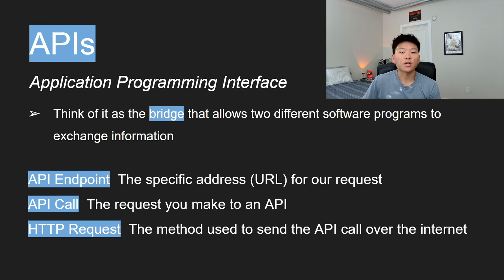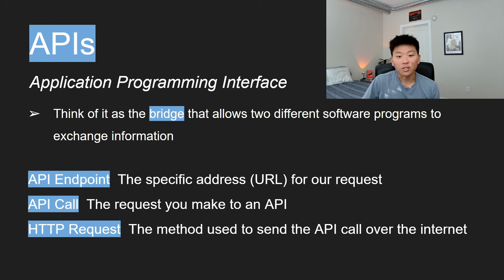So here's a concise summary about API endpoints, calls, and HTTP requests. The endpoint is basically a specific URL or address within the API where a certain service or piece of data can be accessed. So it's like the exact path that you need to take. Once you access that API, you have that endpoint, so it's going to specify where you need to go.